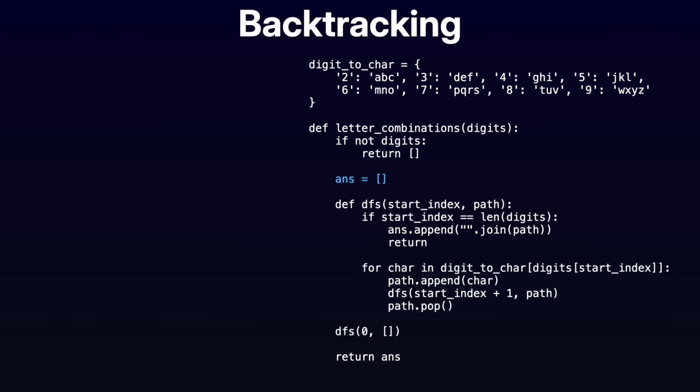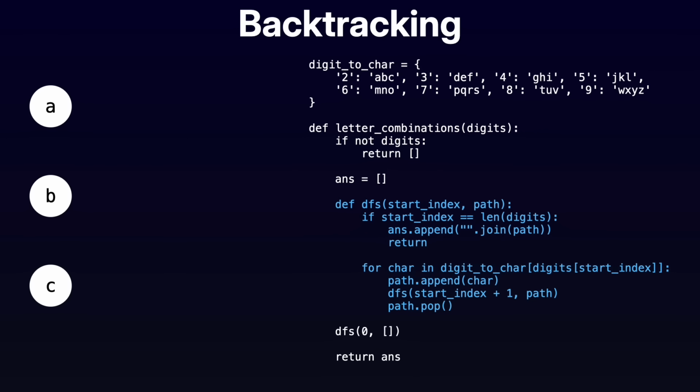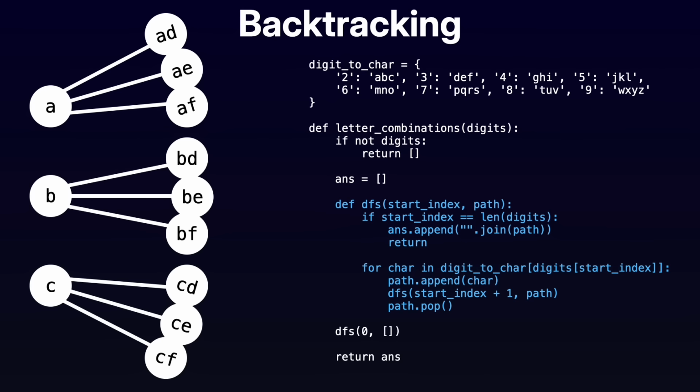If the start_index reaches the length of the digits, the current path is a complete combination, so it's joined into a string and added to ans. For each digit, the function iterates over its possible letters, retrieved from a digit-to-char dictionary, adds each letter to path, and calls dfs recursively for the next digit.